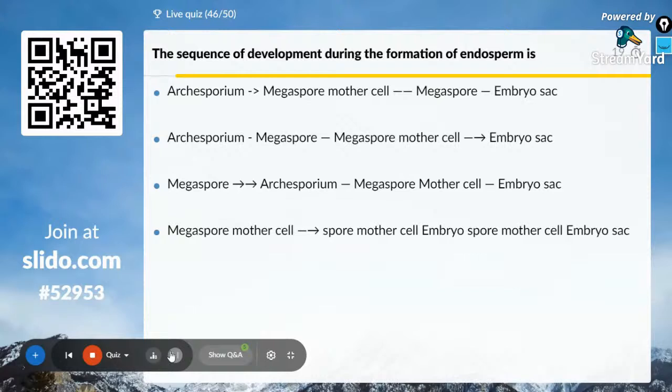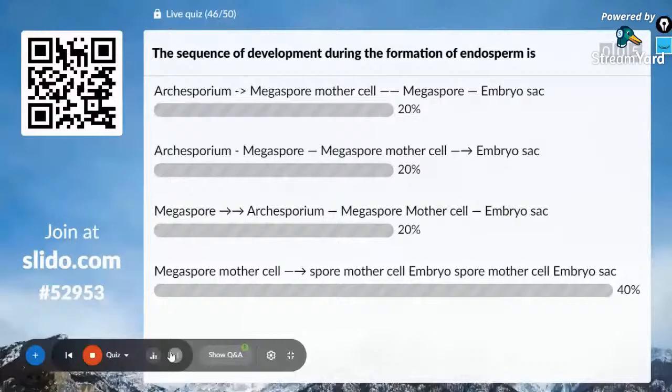The sequence of development during the formation of endosperm is. Guys, this is a repeated option, okay? The correct sequence is Archisporium will convert into megaspore mother cells, into megaspore, finally into embryo sac. Yes, next one. Three more.